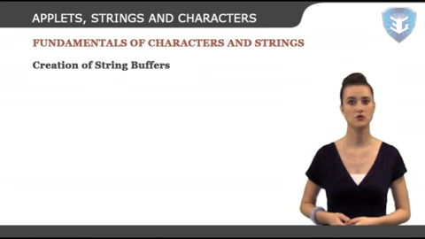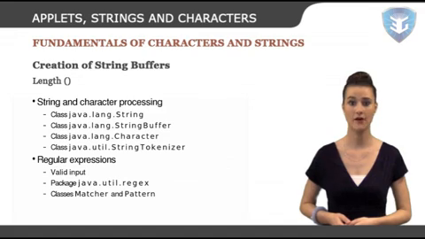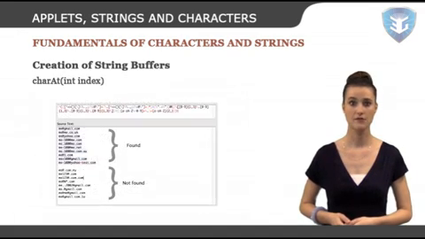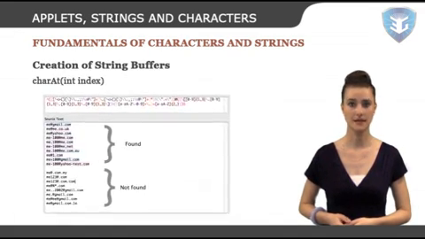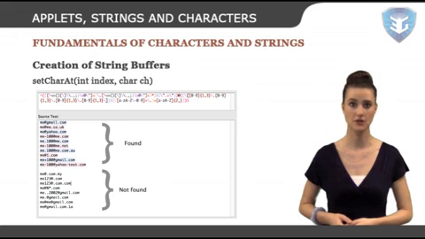Here we will talk about StringBuffer functions. Some of the basic StringBuffer methods are: 1. capacity method. Returns the current capacity of the StringBuffer. 2. length method. Returns the length, character count, of this StringBuffer. 3. charAt method, int index. The specified character of the sequence currently represented by the StringBuffer, as indicated by the index argument, is returned. 4. setCharAt method, int index, char ch. The character at the specified index of this StringBuffer is set to ch.